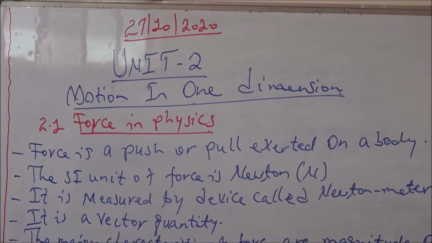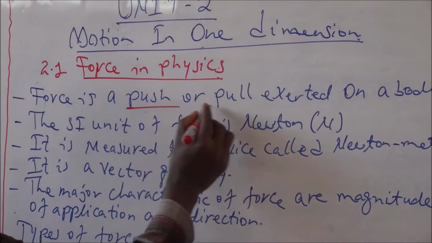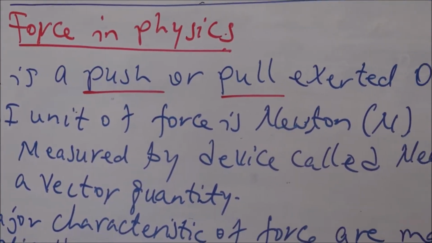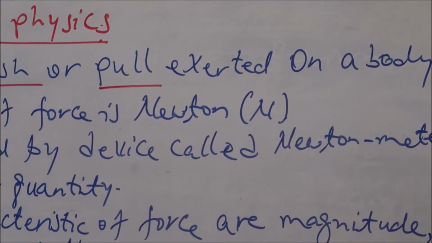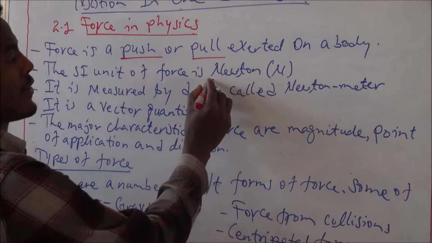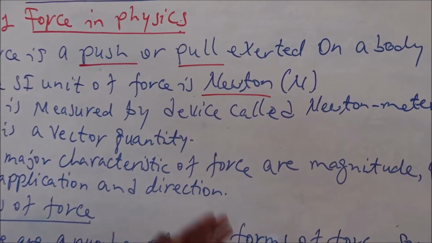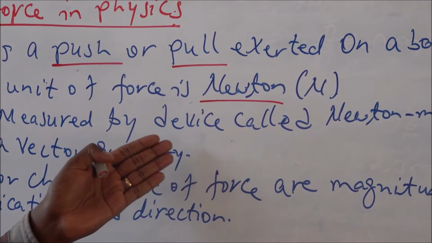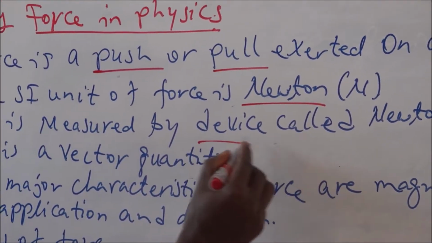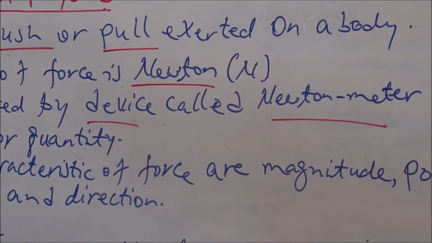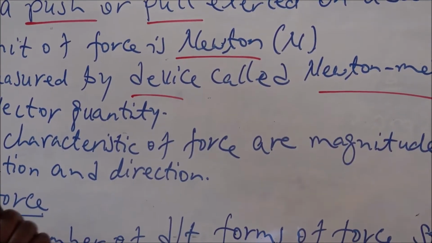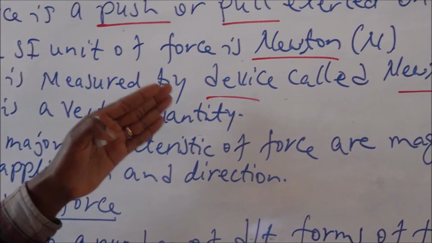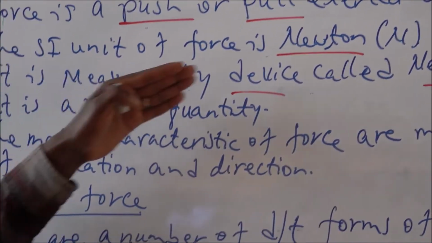The definition of force is a push or pull exerted on a body. When we pull or push a body, that is what we call force. Force is expressed by the SI unit of Newton. You must differentiate the SI unit and the device. The device we use to measure force is the Newton meter. Therefore, the Newton meter has the Newton unit on it, and force is measured by the device we call the Newton meter.